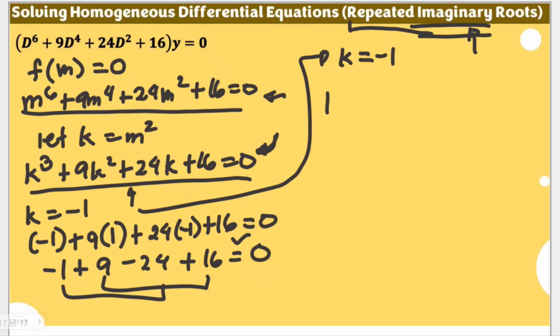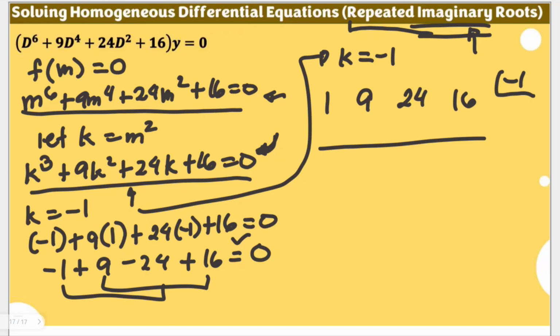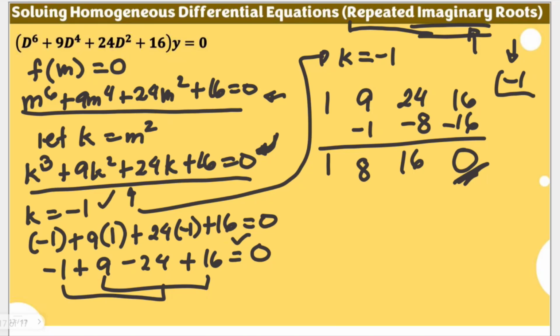So we have 1 for k cubed, 9 for k squared, 24 for k, and then 16, and you have here minus 1. So that we can trim it down to a quadratic equation. You have here 1 times negative 1 is negative 1. Then you have 8, negative 8, that's 16, negative 16. Once you reach 0 remainder, that means this is really correct, and the value we assumed earlier as one of the roots for k is correct. Here, you will have k squared plus 8k plus 16 is equal to 0. And this time, a quadratic equation.